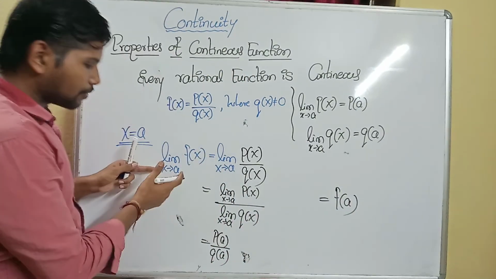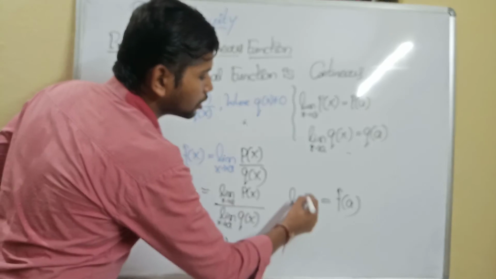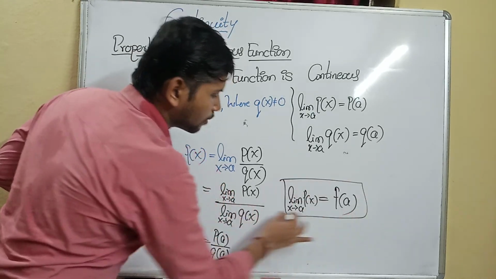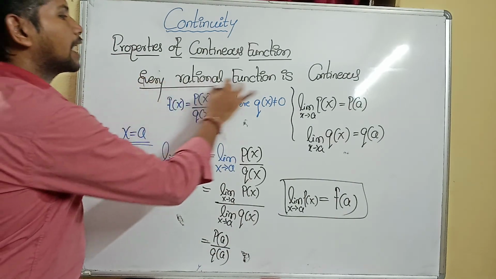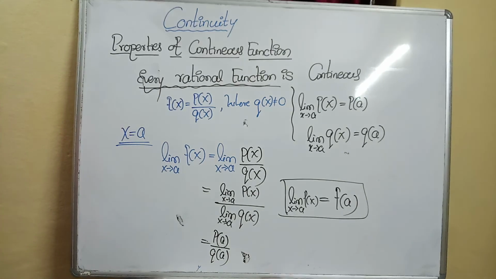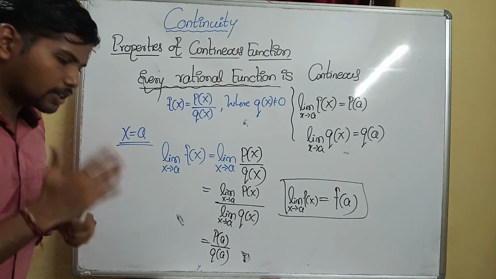Got it? What is the left part of the function? Limit f of x as x tends to a is equal to f of a. Means every rational function is continuous function. Okay, I think you understood the part.